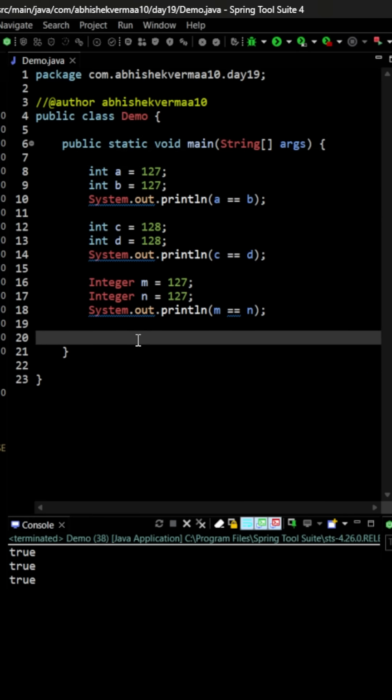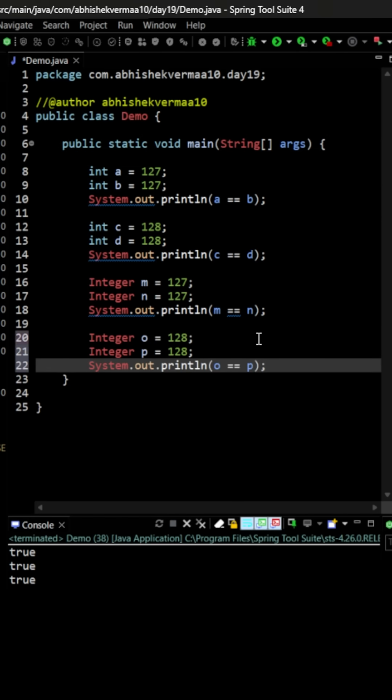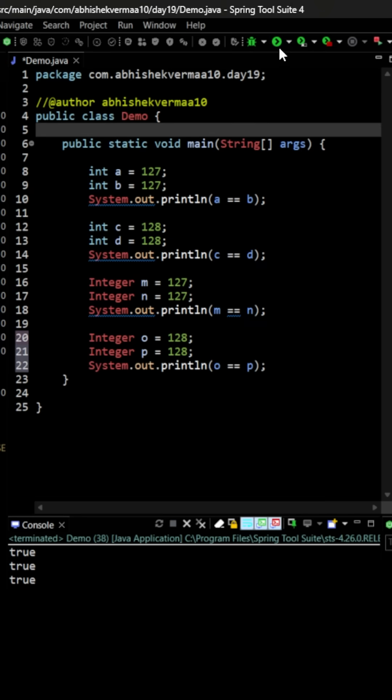And then the person said, okay, now do this one, where Integer o = 128, Integer p = 128, and then o == p. And this time, again, as always, I was confident because my last three answers were true and all these were simple things. So I said, what's the trick in this? Again, this one is going to be true only. That's so easy. Why is this person asking me easy questions only? So I said true, and again I executed the code.